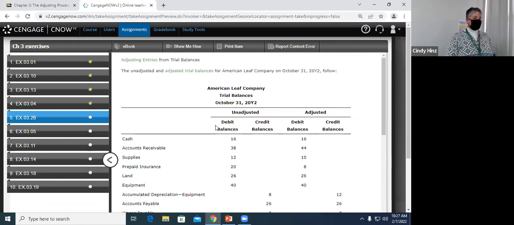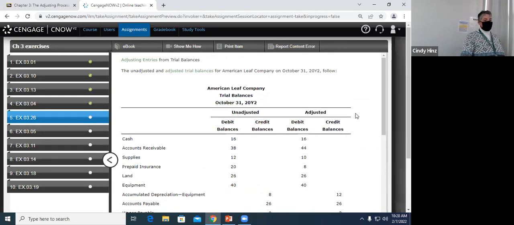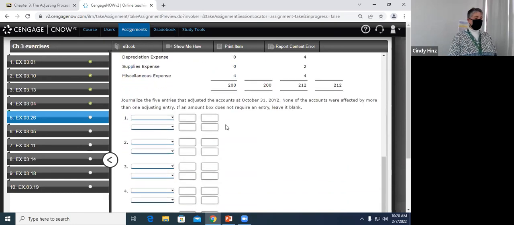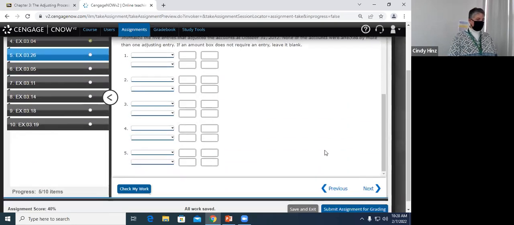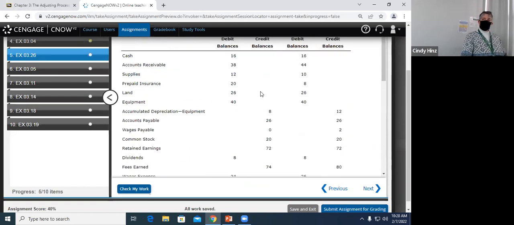So what we can see on this exercise at the top are 2 trial balances. We have the unadjusted trial balance, that's these first 2 columns, and then we have the adjusted trial balance. For this exercise, our job is to look at the differences between those 2 sets of numbers and record the journal entry. So there are 5 differences. There are 5 adjusting entries that we're going to be able to pick up by finding where the dollar amounts, the values, are different from the unadjusted to the adjusted trial balance. And so we're just going to go down the list.